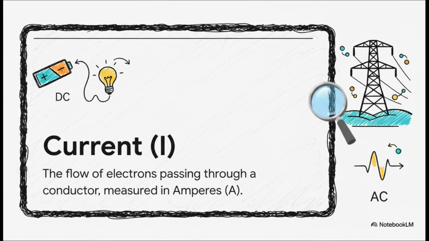Okay, so if voltage is the pressure, what's current? Well, current is the actual flow. It's how much water, or in our case, how many electrons are actually moving through that pipe. We measure it in amperes, or just amps for short. So let's keep it simple. Voltage is the push, and current is the flow.